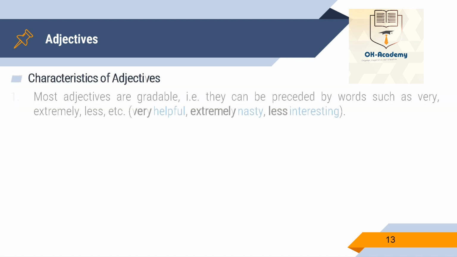Another characteristic is most of the adjectives are gradable. We can measure them. They can be preceded by words such as very, extremely, less, a little bit, very helpful. So helpful here is the adjective, but it has been preceded by the word very. It's okay, and it is not against the rules. Extremely nasty. Nasty is the adjective, and extremely, which is an adverb of degree, precedes the adjective.